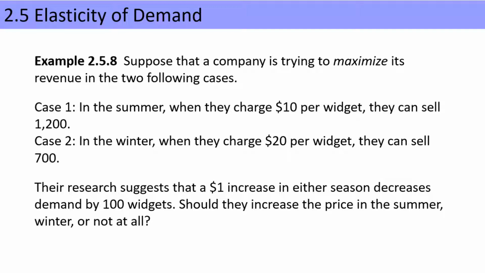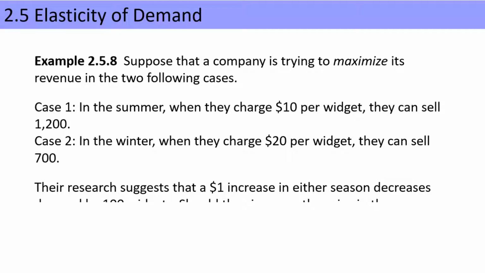Example 2.5.8. Suppose that a company is trying to maximize its revenue in the two following cases. Case 1, in the summer when they charge $10 per widget, they can sell 1,200. Case 2, in the winter when they charge $20 per widget, they can sell 700. Their research suggests that a $1 increase in either season decreases the demand by 100 widgets. Should they increase the price in the summer, the winter, or not at all?